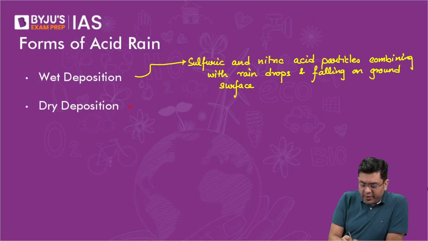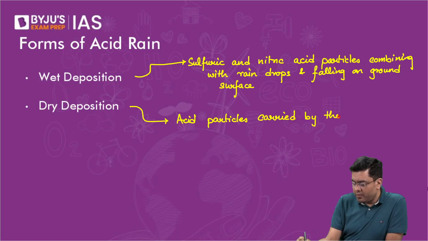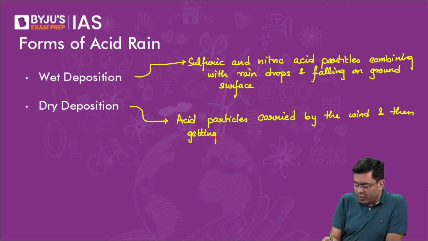Dry deposition is when you have acid particles formed or carried by the wind and then getting deposited on the surfaces.